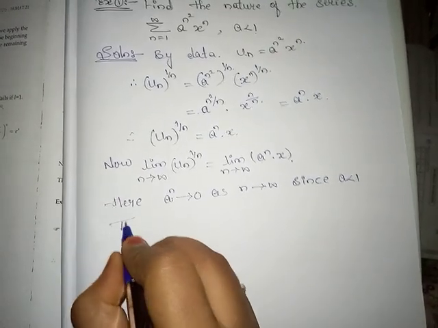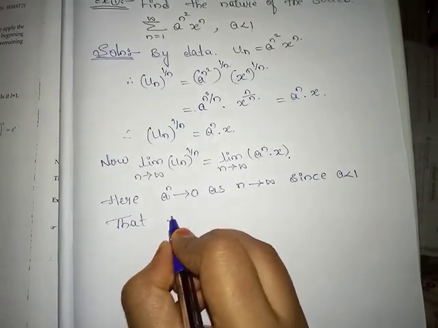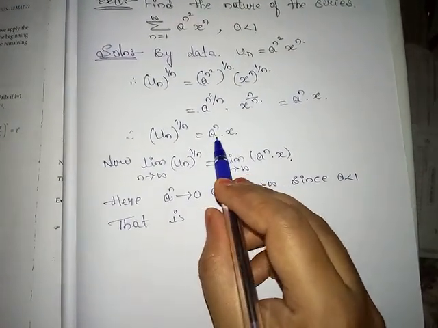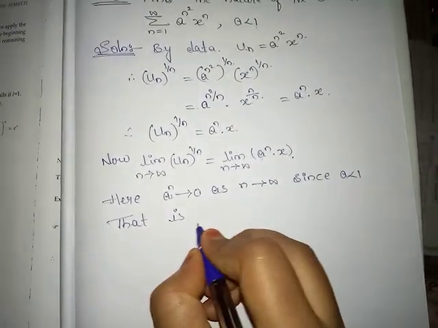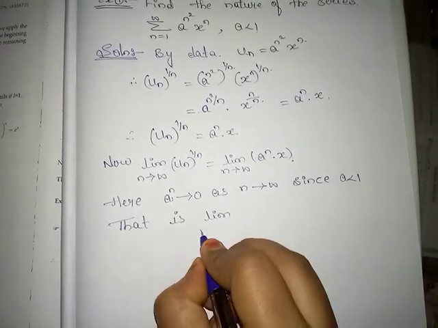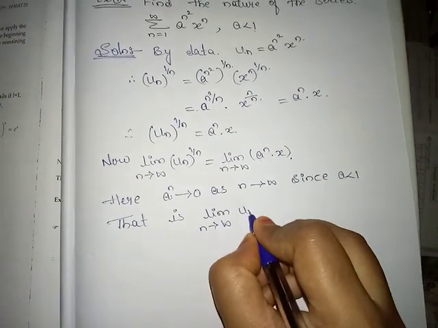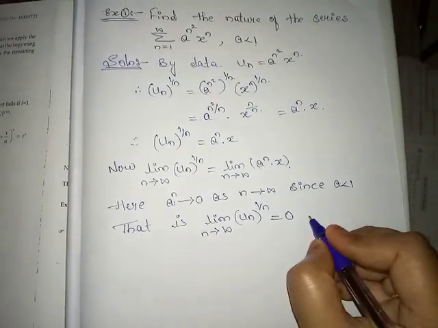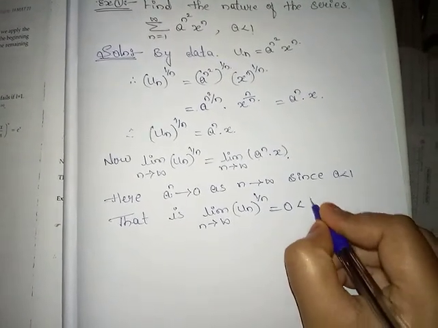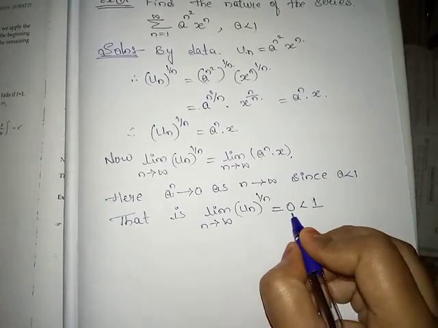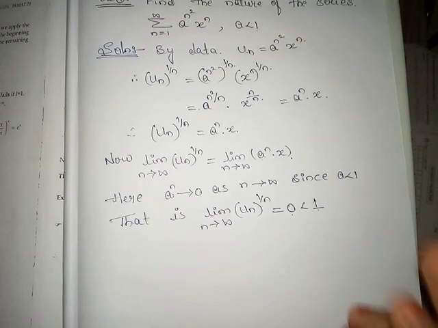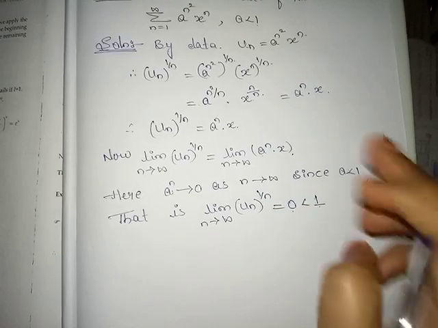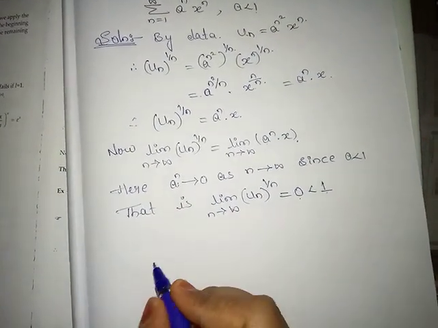If a raised to n value is 0, 0 into something is again 0. Therefore limit n tends to infinity un raised to 1 by n is equal to 0, which is less than 1. This is the value of L and it is less than 1. We know that according to Cauchy's root test, if our answer is less than 1, the given series will be convergent.